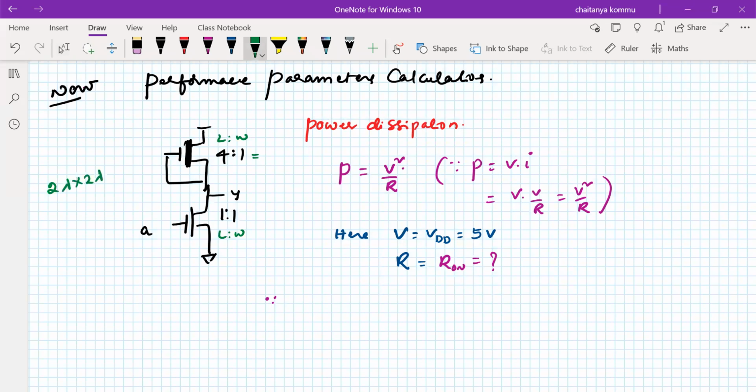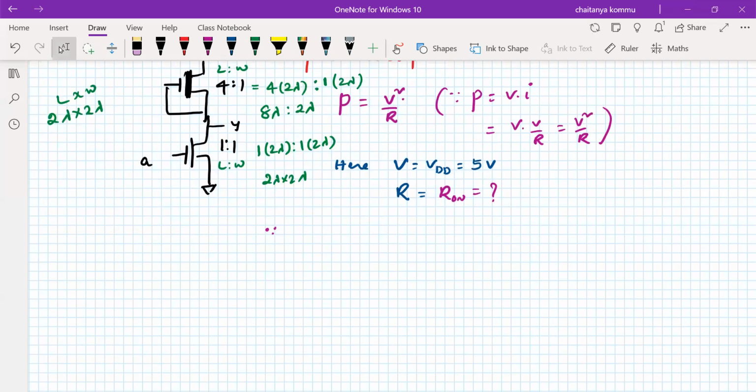So length is multiplied by 4 times: 4 times 2 lambda is 8 lambda. Width is multiplied by 1 into 2 lambda. So the dimension of this transistor is 8 lambda by 2 lambda. What about here? 1 into 2 lambda by 1 into 2 lambda, so it is 2 lambda by 2 lambda. So we know the dimensions of the transistors.